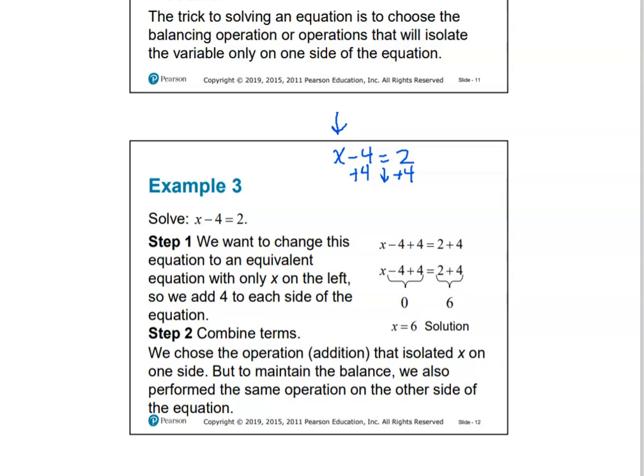So in this problem, you would just bring your x down. You would say negative 4 plus 4 is nothing. And then you would do 2 plus 4, which is 6. And so the answer would be x equals 6. If we plug in 6 here for x, 6 minus 4 gets us 2. So we know that that is the right answer.